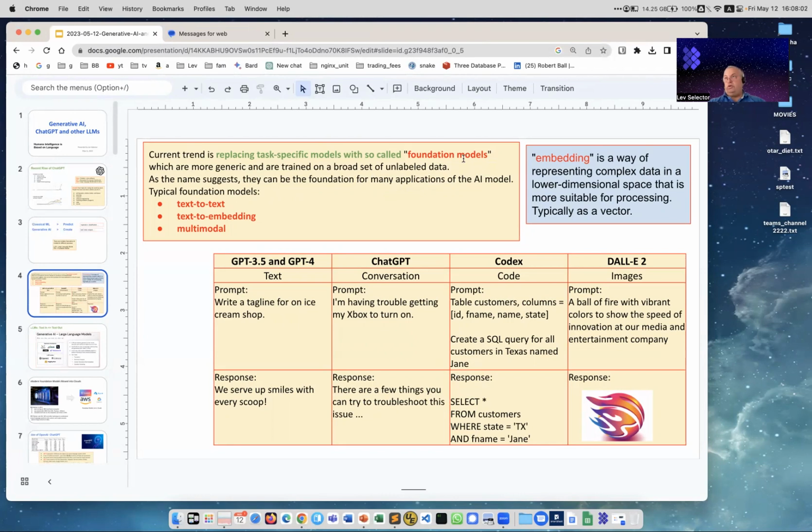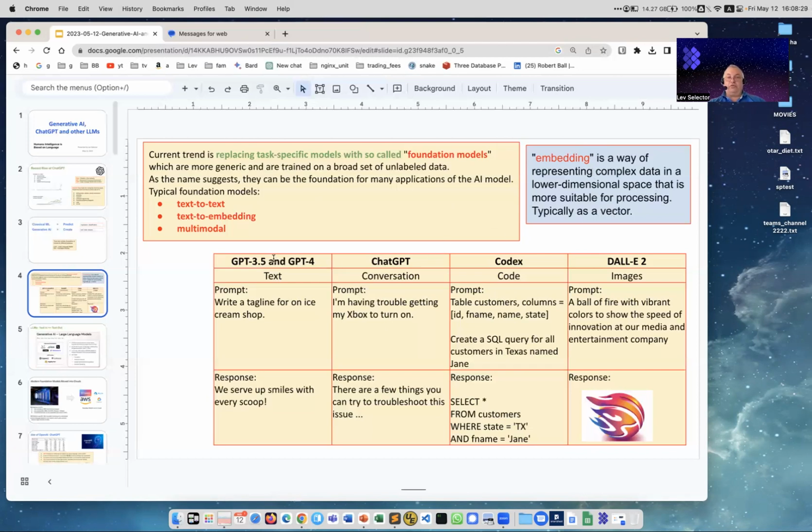So now we're applying the same approach to all kinds of models. It may be text to text, it may be text to embedding, it may be multimodal. So here are examples. Embedding. Here I put a definition of what embedding means. It's a way of representing complex data in a low-dimensional space that is more suitable for processing. So typically people use vectors, but it may be something else as well.